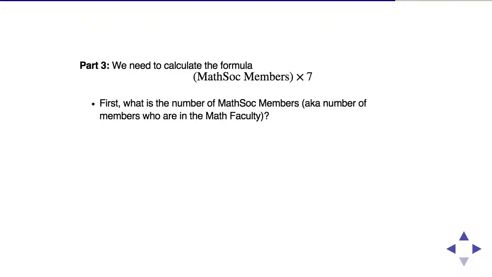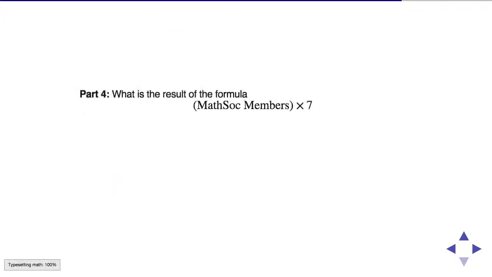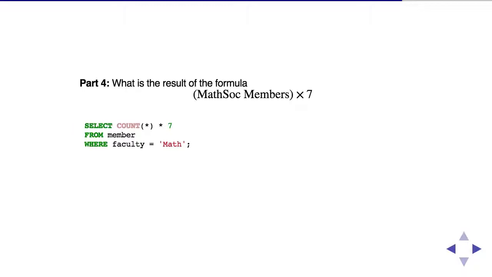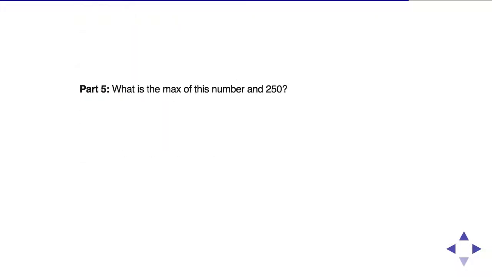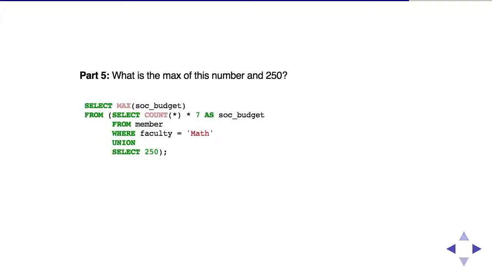So next part, we're trying to find our budget. We need to calculate the number of MASOC members times 7. So how many people are in the math faculty? We do a count of members where faculty equals math. That's 33. So what's the result of the formula? We want count times 7, where the faculty equals math, and we get 231. And so what's the max of this number and 250?